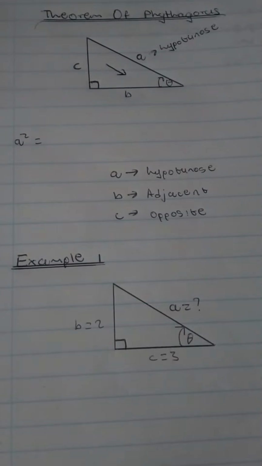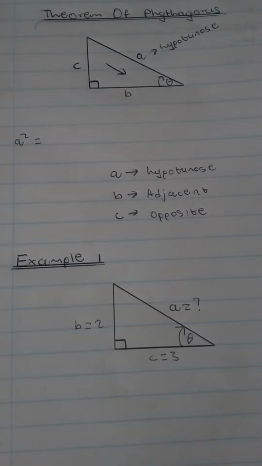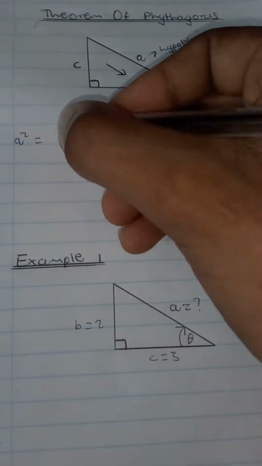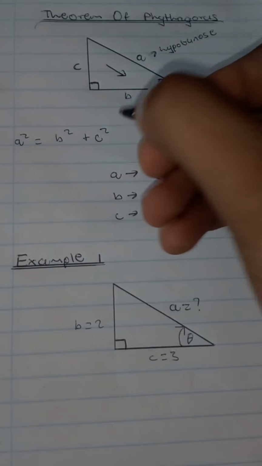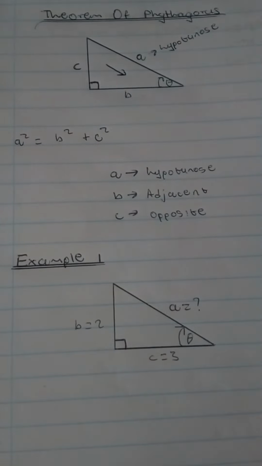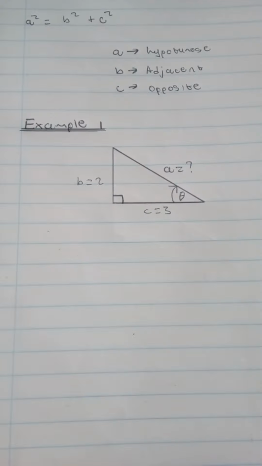And so we have an equation that we use to solve problems using the Theorem of Pythagoras. The Theorem of Pythagoras states that a squared, the hypotenuse, is equal to b squared, the adjacent side, plus c squared, the opposite side. So that is the Theorem of Pythagoras. So let us look at example 1 on how we use the Theorem of Pythagoras to solve the problems.